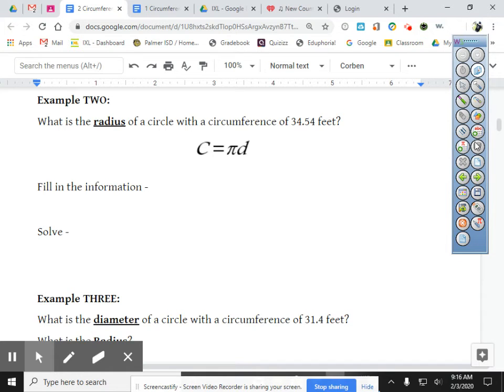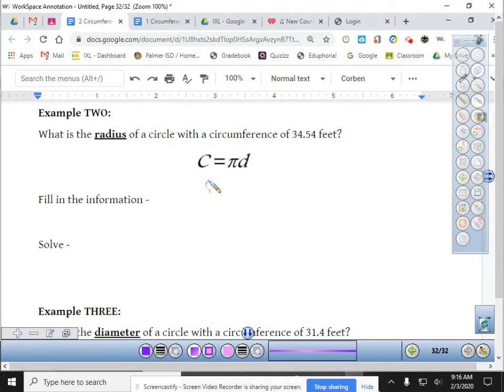Example 2, what is the radius of a circle with a circumference of 34.54 feet? What do I put where the C is? 34.54. What do I put for pi? Does pi equal 3.14? No. Pi is not equal to 3.14, but that's what we use, so we can do the math, right? Now what do we do? You divide both sides by what, Angel? There you go.